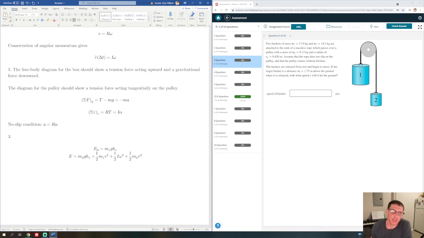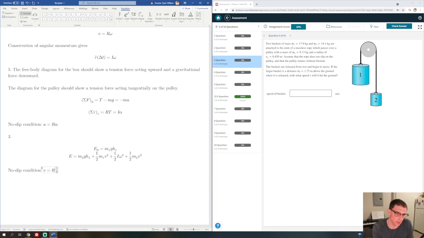So then it's just solving this, right? And again, you look at this and maybe you feel like you have one equation and two unknowns, but it just comes back to this no slip condition. This is, I think, what I was going to say before we talked about the kinetic energy of the other bucket. We just would write that v equals R omega, where R is the radius of the pulley. And so then you get this down to one equation and one unknown.